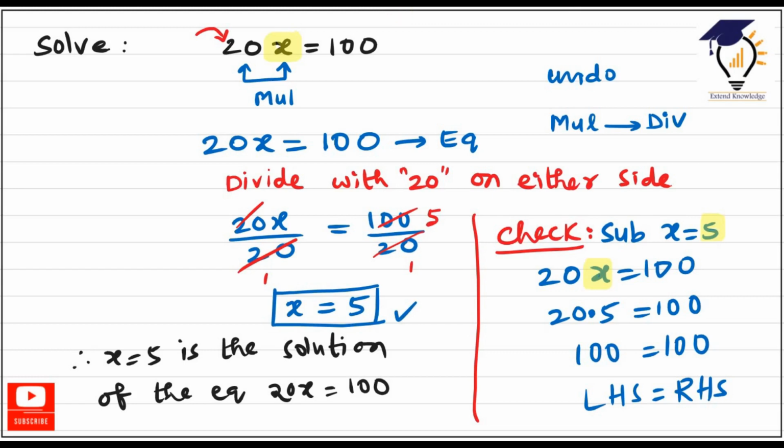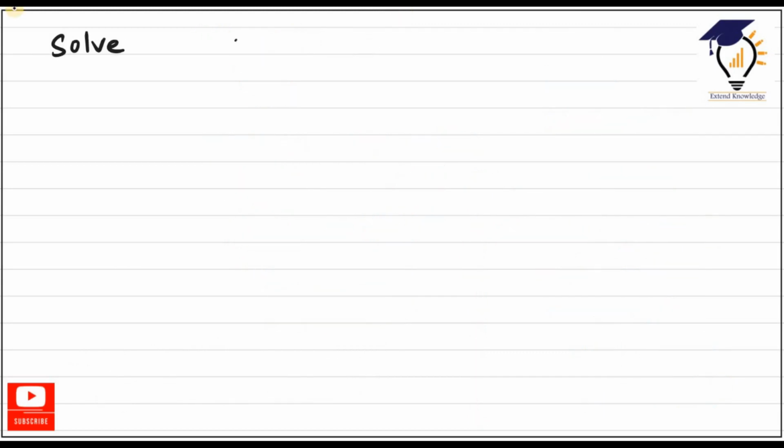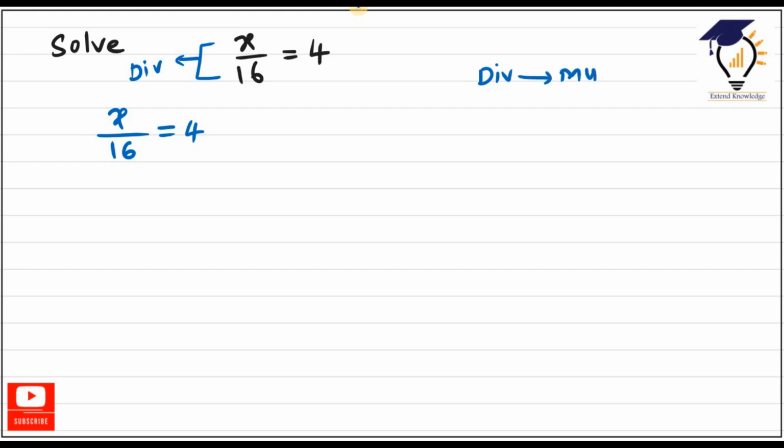Let's see another operation. Solve the equation x by 16 is equal to 4. We have to solve this equation. You can see that both x and 16 are in a division operation. So how do we solve this? x over 16 is equal to 4. As we know, the undo operation of division is multiplication. We have to multiply with the number which we want to remove from the left side. So 16 is in the denominator, we have to remove 16 so that we can get the value of the variable.